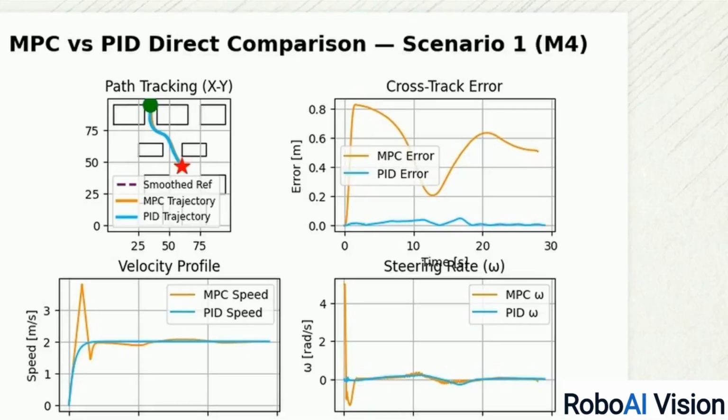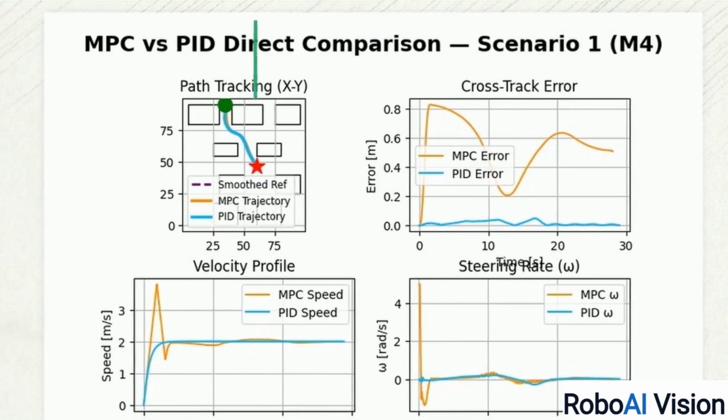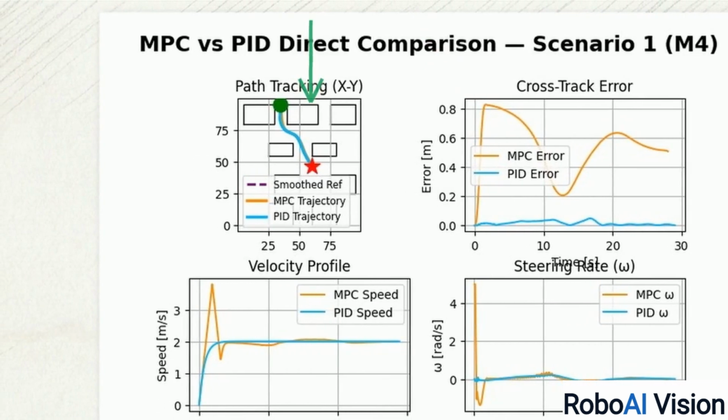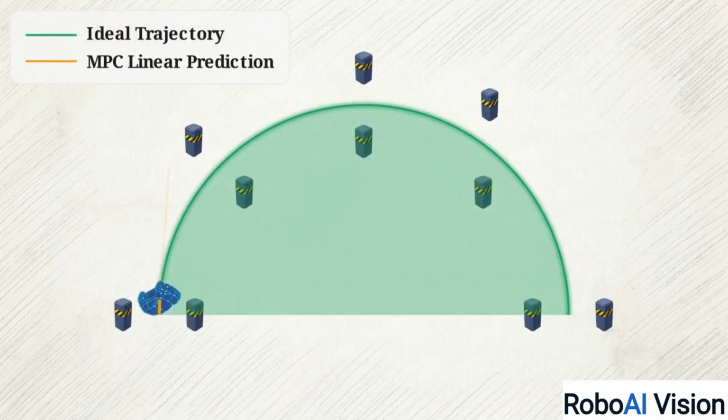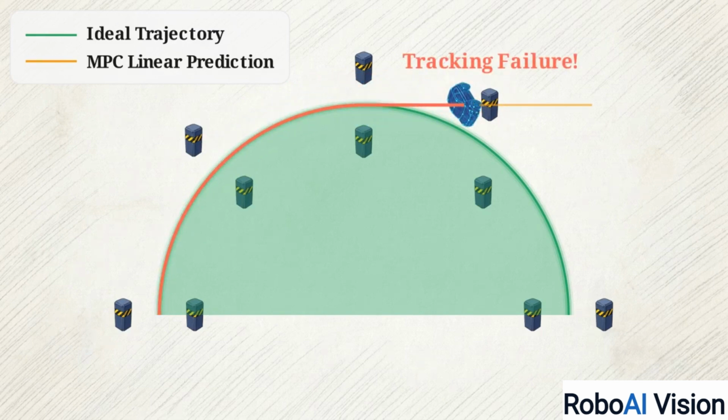This creates a paradox. In these error charts for a unicycle model, the sophisticated MPC in orange shows massive deviations, while the simpler PID controller in blue hugs the path. The MPC produces spiky, high-frequency signals, struggling to maintain speed through curves. This failure occurs because the linear approximations used by this specific MPC break down when they try to account for the complex, nonlinear physics of a robot turning.